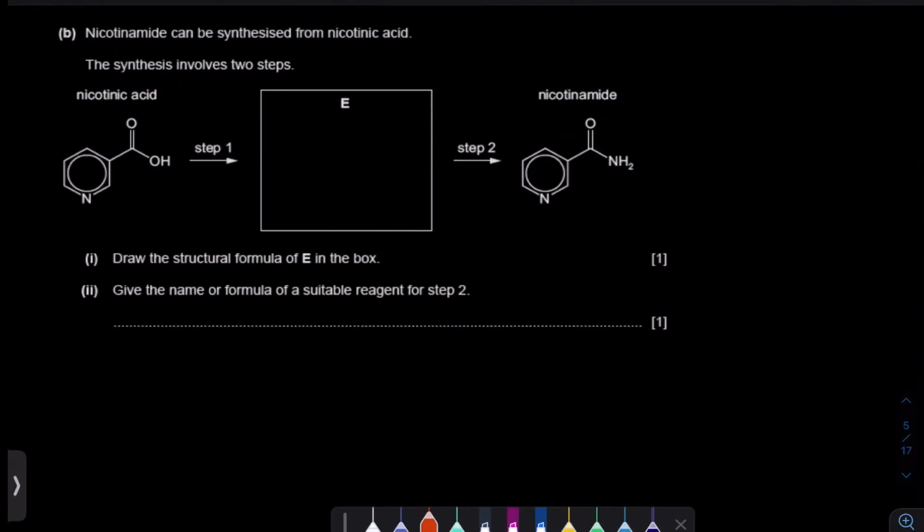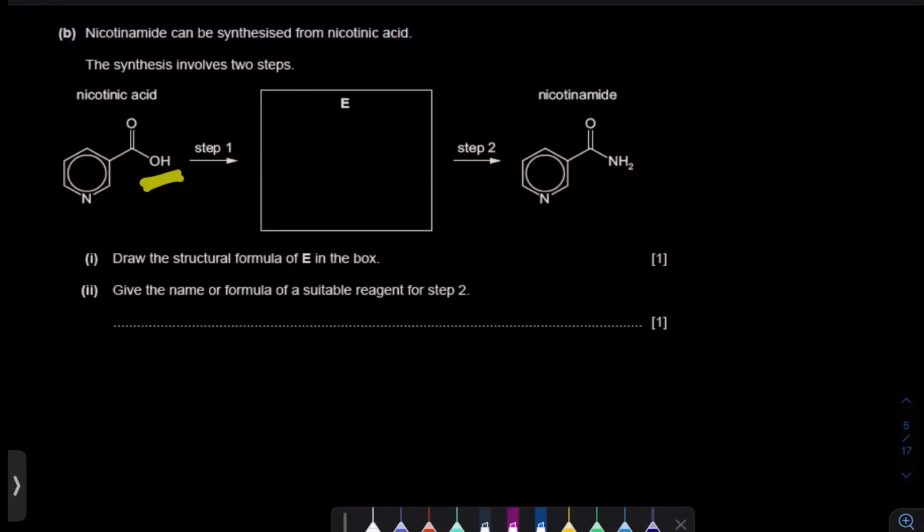Nicotinamide can be synthesized from nicotinic acid. Okay. The synthesis involves 2 steps. ठीक है. क्या हो रहा है यहाँ पे? Draw the structural formula of E in the box. So OH is being displaced with the NH2. ठीक है. So क्या होगा? I need ammonia. That ammonia will bring in NH2. Acyl chloride, like COCl. OH is just going to be replaced by Cl. We can't directly displace OH, yeah.